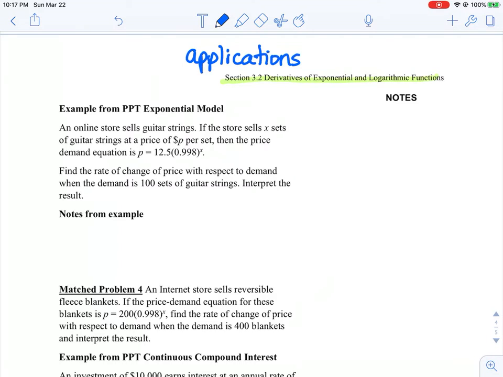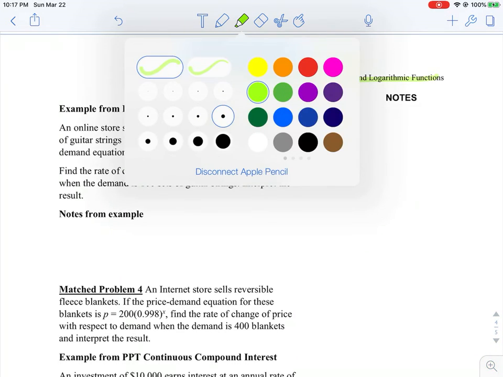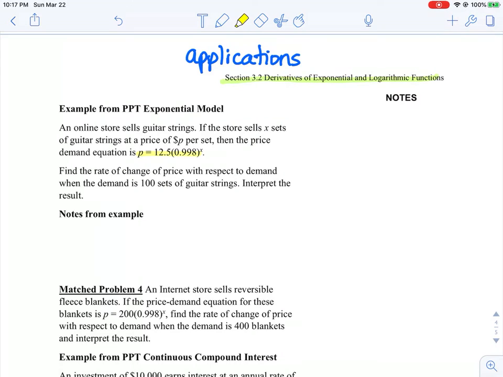Right, so we have an online store selling guitar strings. Here is our price-demand equation. Find the rate of change. Right there tells me it's a derivative when demand, x, equals 100. So the first thing we need to do is find the derivative.